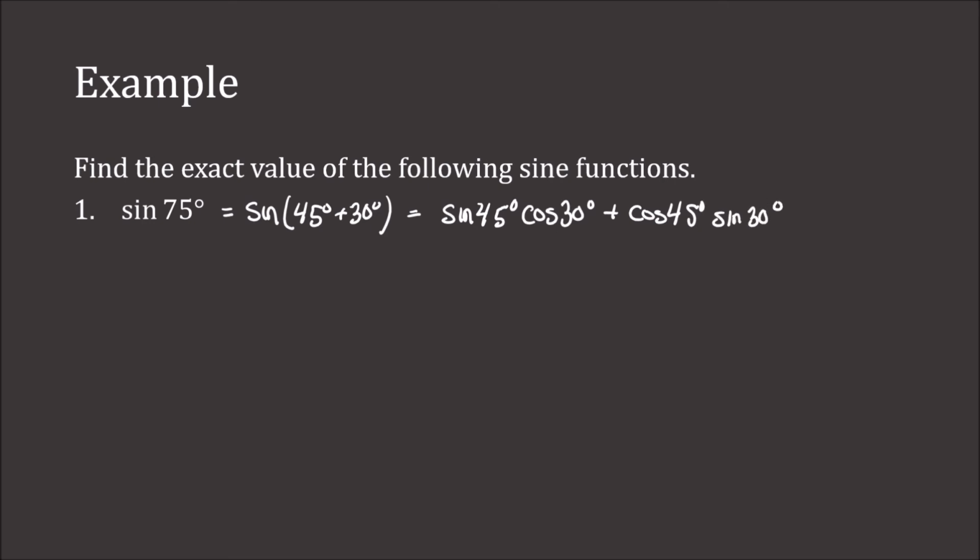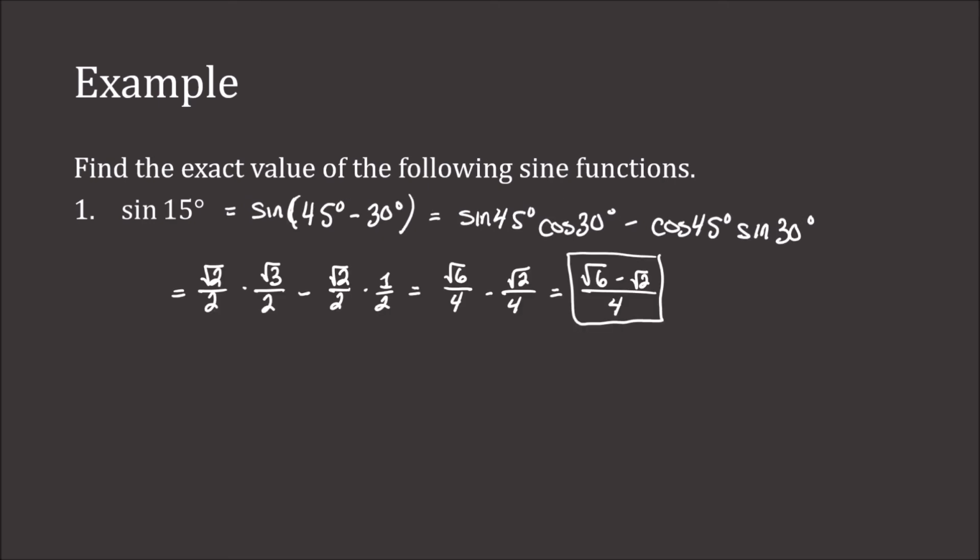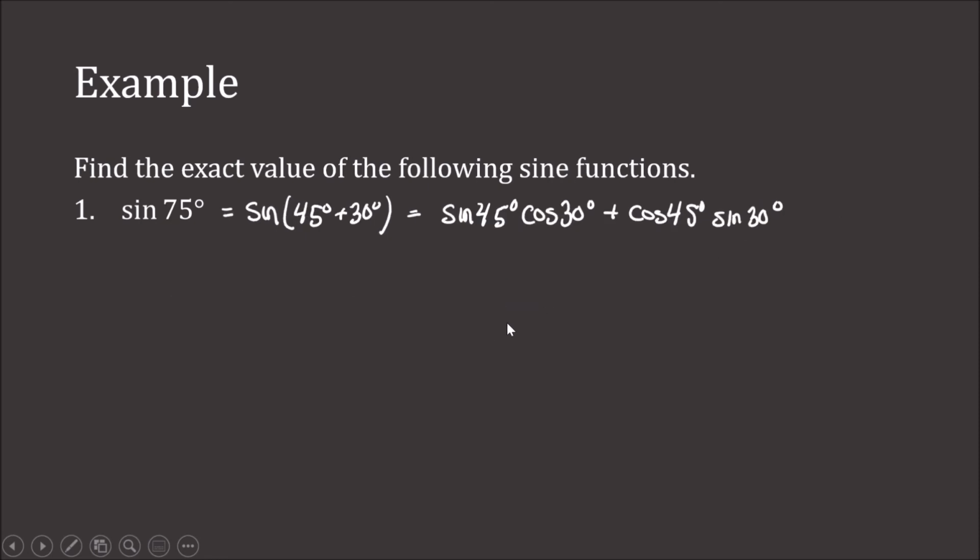And without reinventing the wheel, we can go back here and look, okay, so sine of 45 times cosine of 30 was root 6 over 4. Cosine of 45 times sine of 30 was root 2 over 4. Their difference before, now we are adding them. So we get root 6 over 4 plus root 2 over 4. And we get the square root of 6 plus the square root of 2 all over 4.